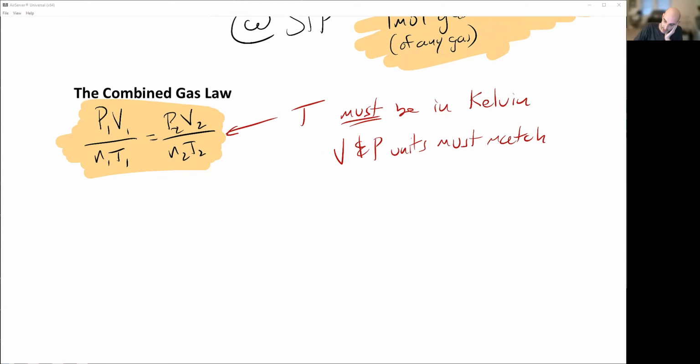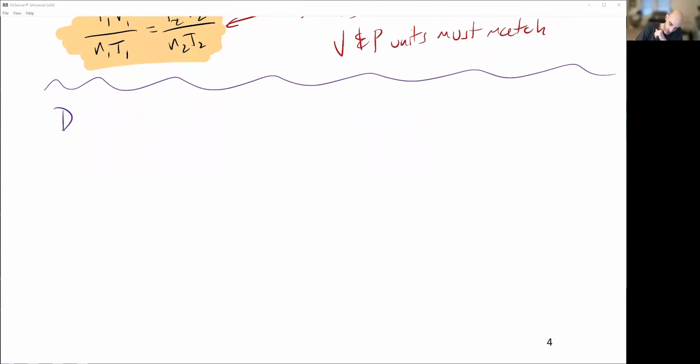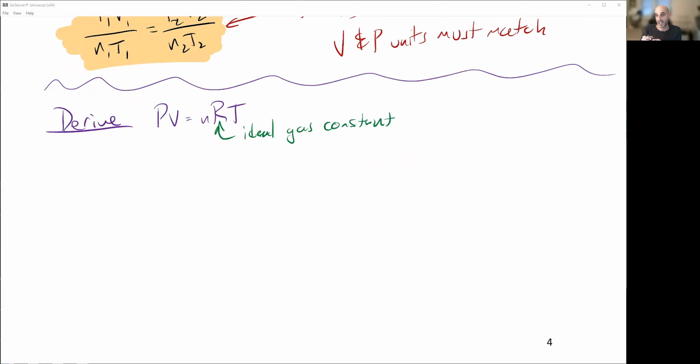So let's show the derivation of this. There's the result of what I'm talking about, but I'm going to quickly do a derivation of it. All you have to remember is our ideal gas law, PV equals nRT. Again, pressure, volume, moles, temperature, and R is your ideal gas constant. The ideal gas constant is in fact a constant.